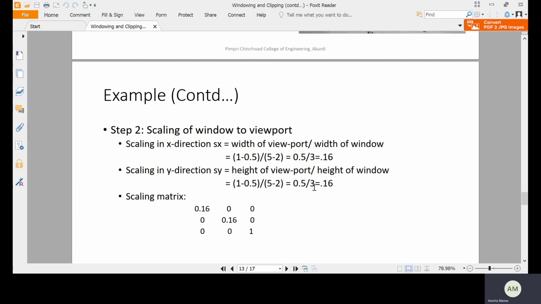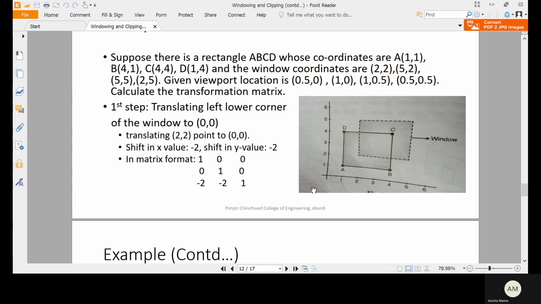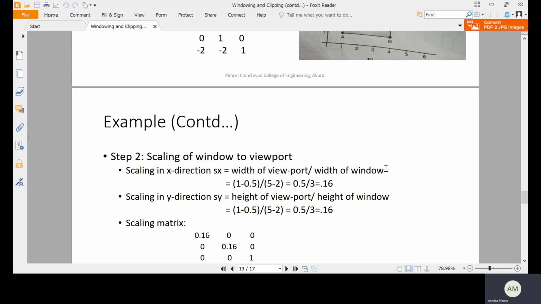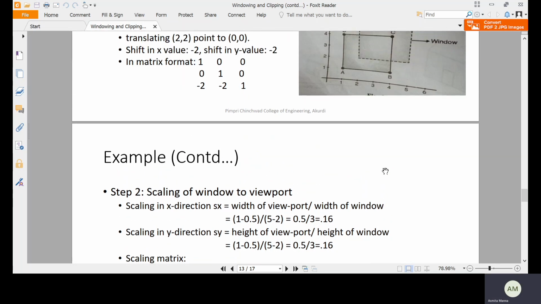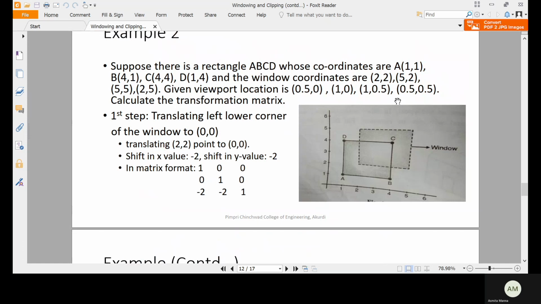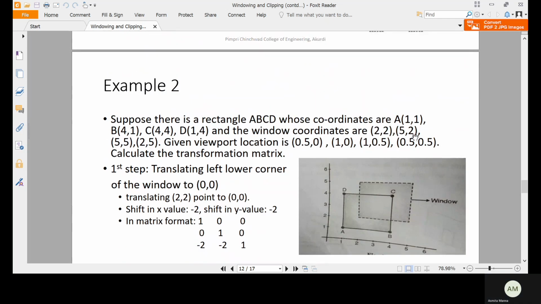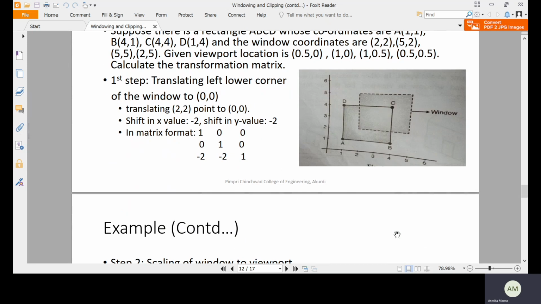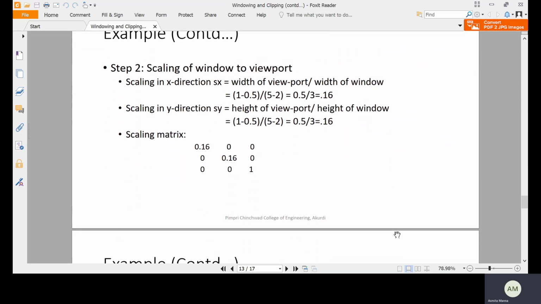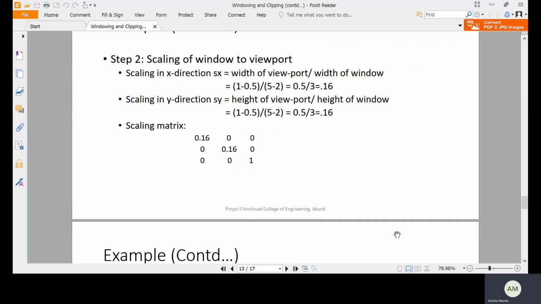So the 1 minus 0.5, the height of the viewport. What is the viewport? Yes, (1 minus 0.5) by (5 minus 2). Here y is 5 minus 2. Yes, 5 minus 2. So the value is 0.16. So the scaling matrix will be 0.16 0 0, 0 0.16 0, 0 0 1. This is the scaling matrix.